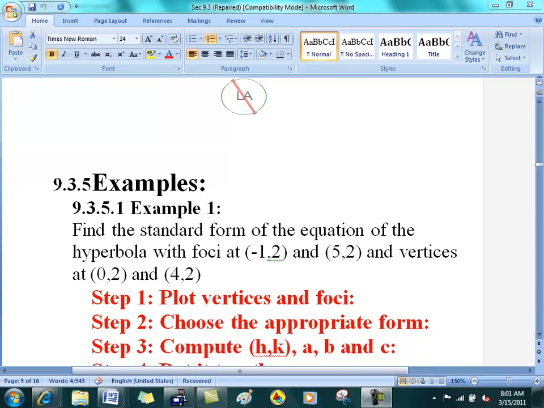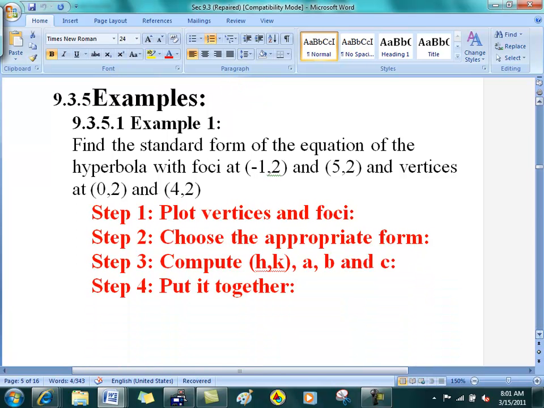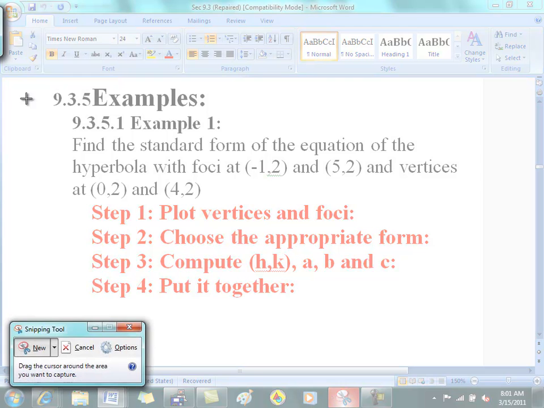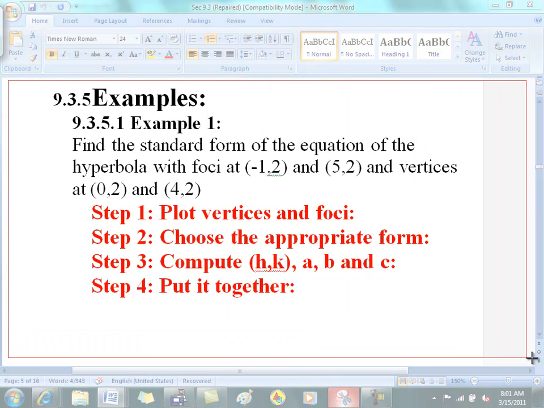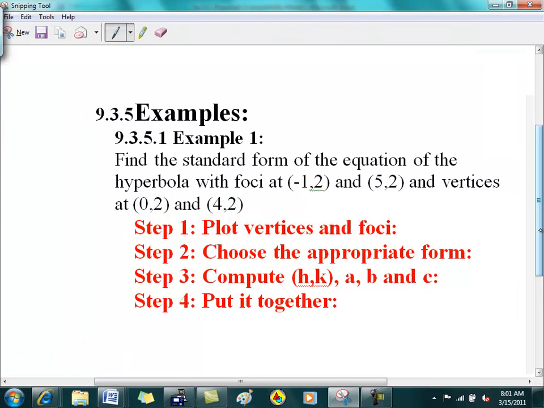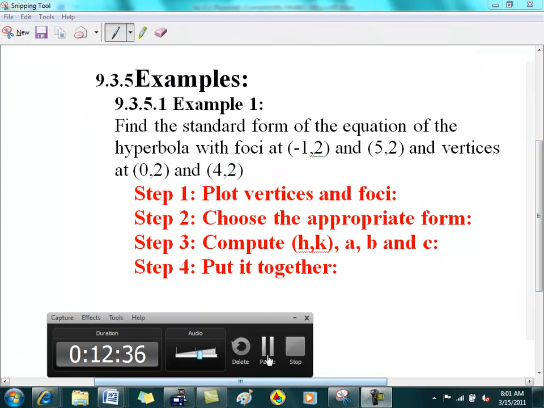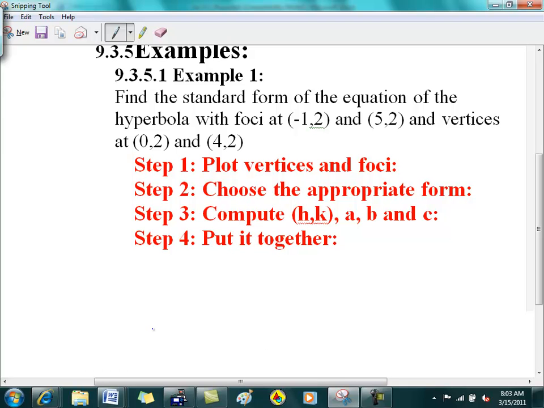Okay, let's start working on problems then. Plot the vertices and foci. So let me get my axis down. Notice that every problem that I do, I start out with a sketch, whether it's asking for it or not. And I assign 1 point for every diagram that I expect to be drawn. So be awake.